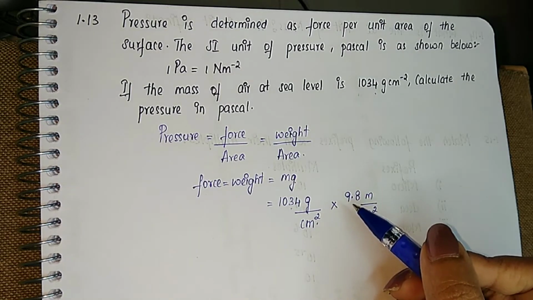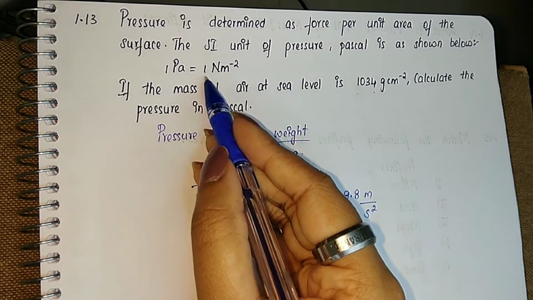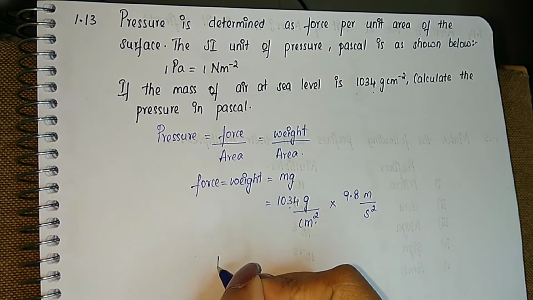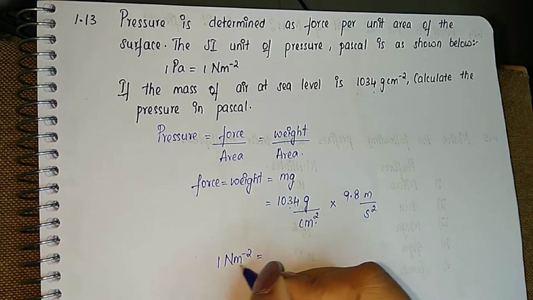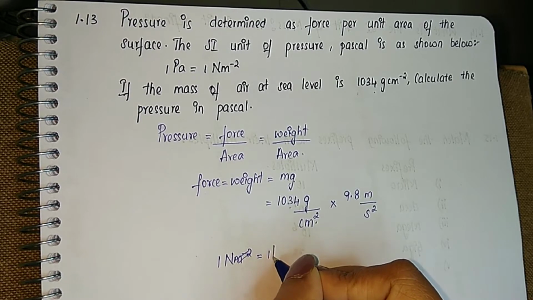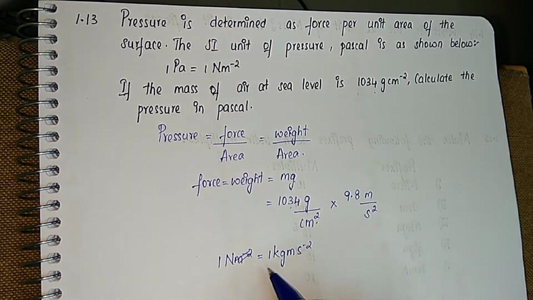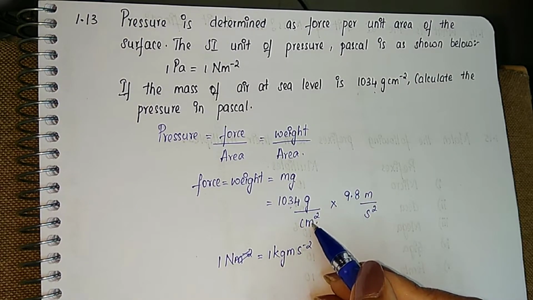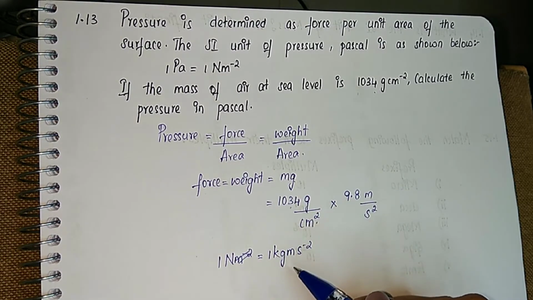Now, with the given units, we know that if you want 1 Pascal, or 1 Newton per meter square, 1 Newton is equal to 1 kg meter seconds to the power minus 2. Your final answer should be in terms of this unit. But we don't have that here. We have gram, we have centimeter square and all of that. So you need to show a change in the units here. So we are going to do that one by one.